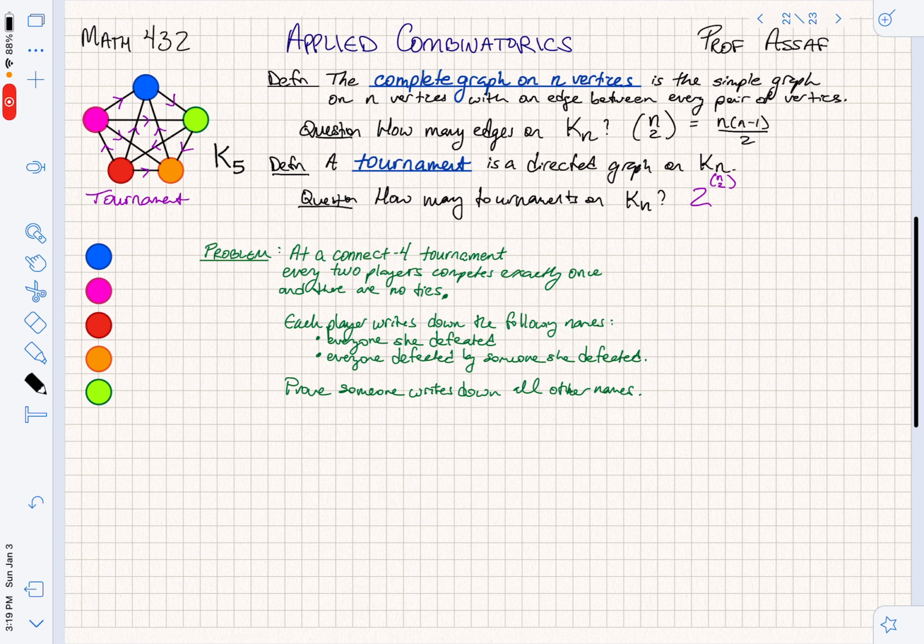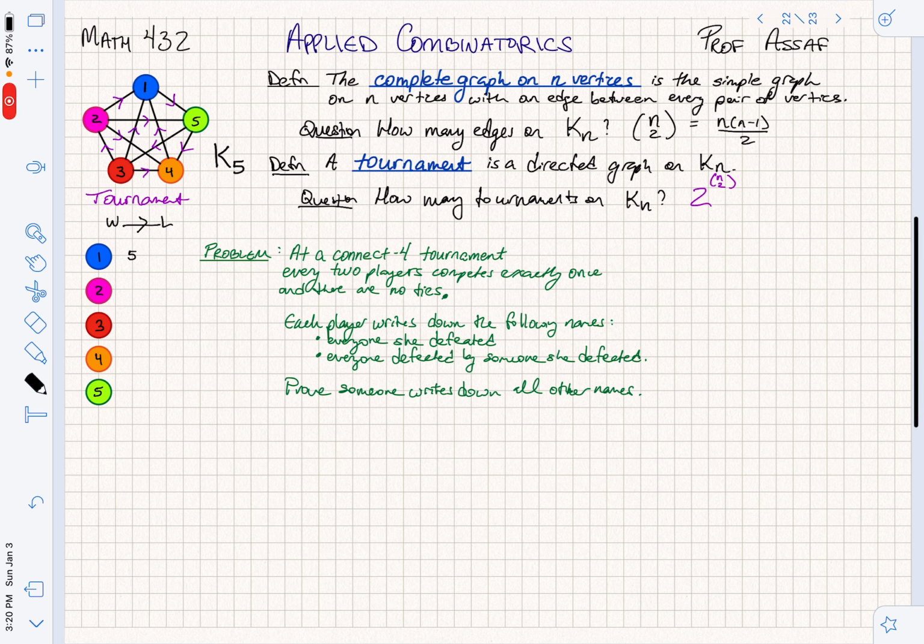Let's record the outcomes. Let's give these guys all numbers because it's going to be a lot easier if I number them. So we'll go 1, 2, 3, 4, and 5. These are my players. Let's first write down who player number 1 defeated. If I look at this graph, here's player 1. We'll say that an edge going this way means this is the winner and this is the loser. So we want to find all the outgoing edges. Well, there's only one. So player 1 defeated player 5.